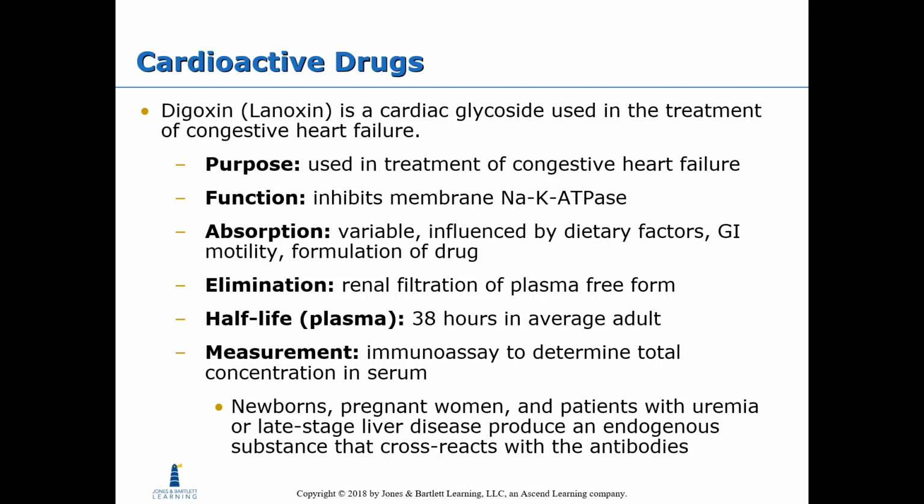Elimination is by renal filtration of the plasma-free form. The half-life in plasma is 38 hours in the average adult. Measurement is by immunoassay to determine the total concentration in serum. Newborns, pregnant women, and patients with uremia or late-stage liver disease produce an endogenous substance that cross-reacts with the antibodies.